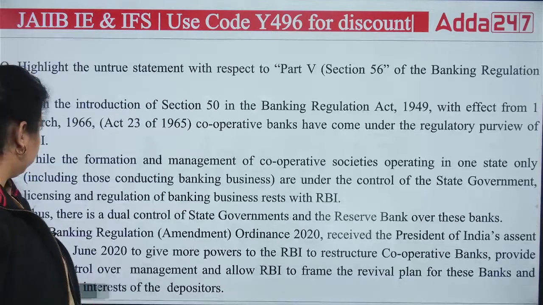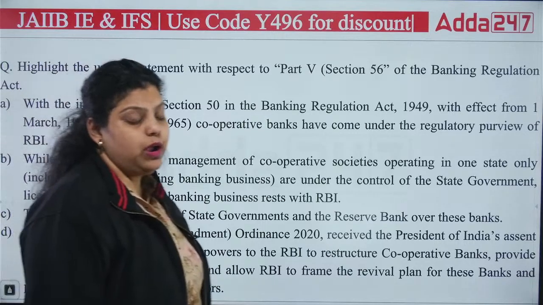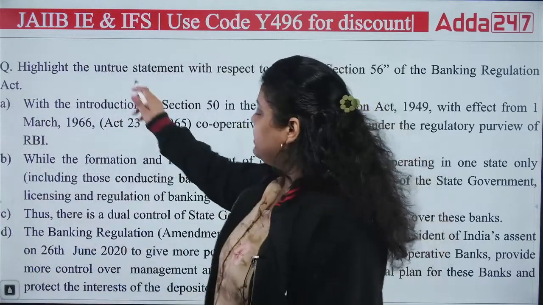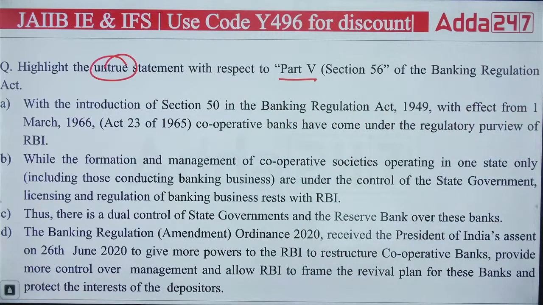Next, highlight the untrue statement. You have to find out the untrue statement, it means the false statement, with respect to part 5 of section 56 of the Banking Regulation Act 1949. So we are talking about the Banking Regulation Act 1949, section 56 part 5. Which of the following statements is untrue about it?